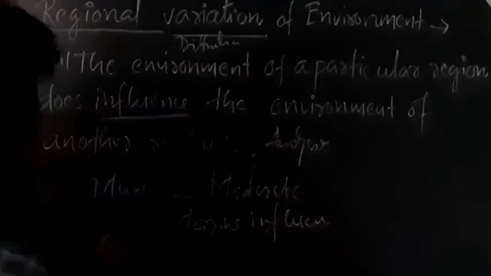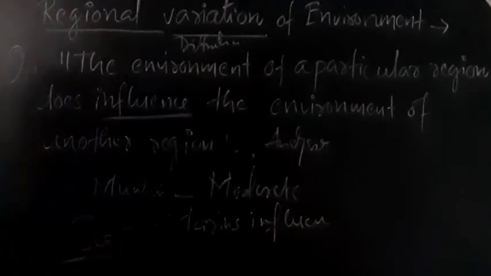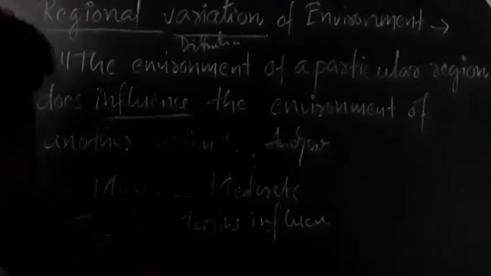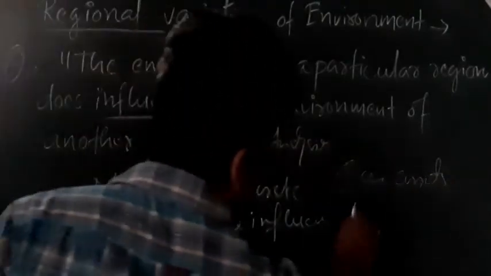So in the Mumbai coastal region, the temperature is moderate. Why moderate? Because of the marine influence. What is that marine influence? Marine influence means the influence of the sea water, right? So when the sea water comes, when the ocean current comes, you know the ocean current, right? Some ocean currents are warm, some ocean currents are cold, right?